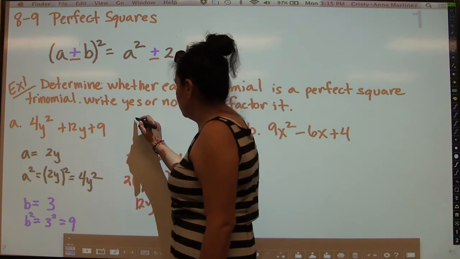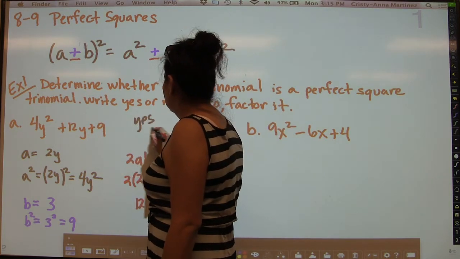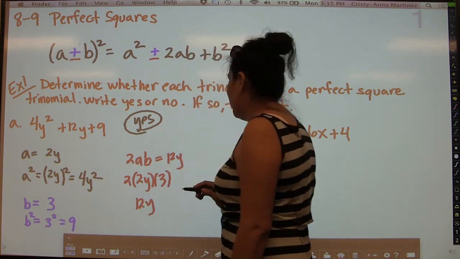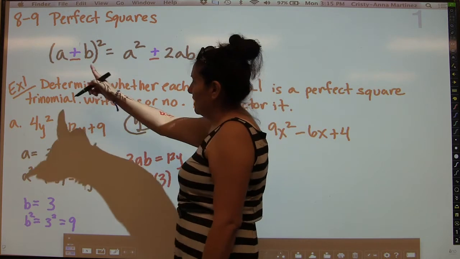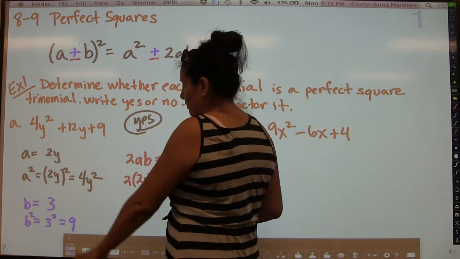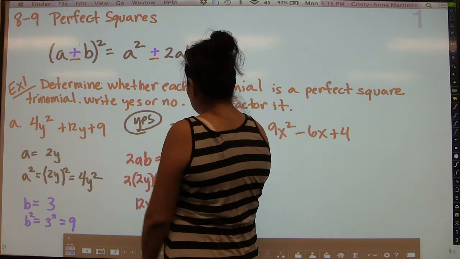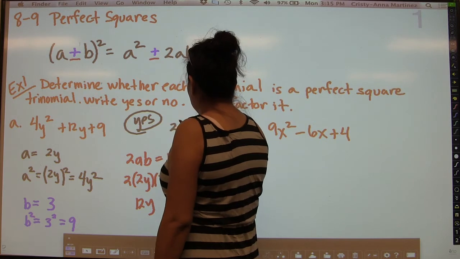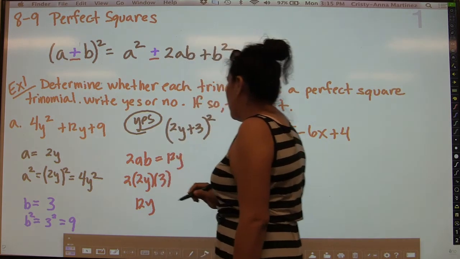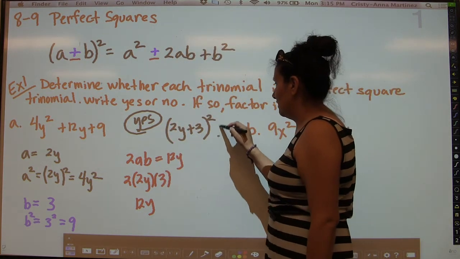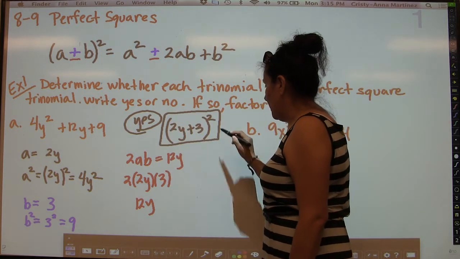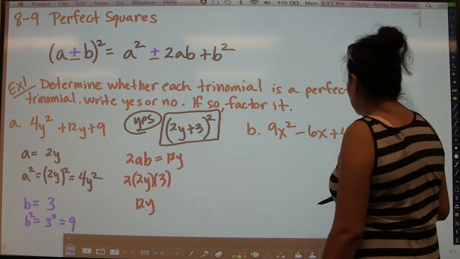So the answer first and foremost is yes. And then when it says to factor it, we write it as a plus b quantity squared. Since we already said that a was 2y and b was 3, then the factored form is 2y plus 3 quantity squared. This is the second part of our answer. Alright, so then we go to part B.